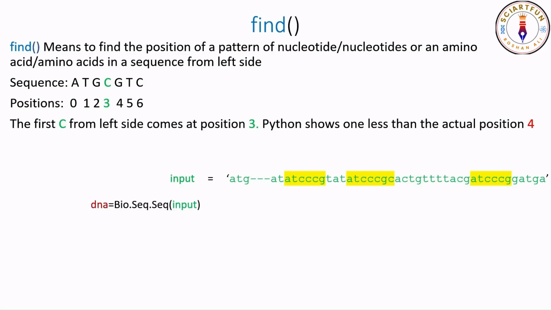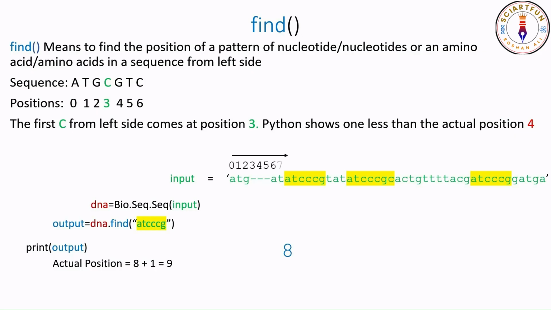Now create a class object. Type this command with your pattern as an option. When you print the output, it will be 8, which is 1 less than the actual position. So our actual position is 9. Let's count. So the first nucleotide of the pattern from the left side is 8. Here is the direct method.